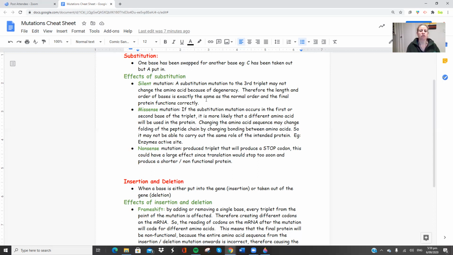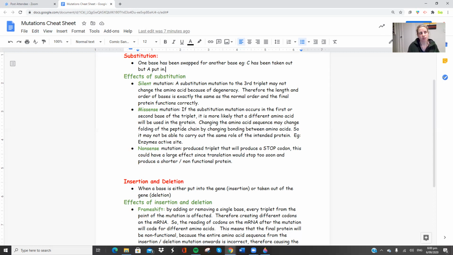Missense mutation. If the substitution mutation occurs in the first or second base of the triplet, it's more likely that a different amino acid will be used in the protein. And so a missense mutation is when a different amino acid is created. Changing the amino acid sequence may change the folding of the peptide chain by changing all the bonding that happens between the amino acids. So it may not be able to carry out the same role as the intended protein.